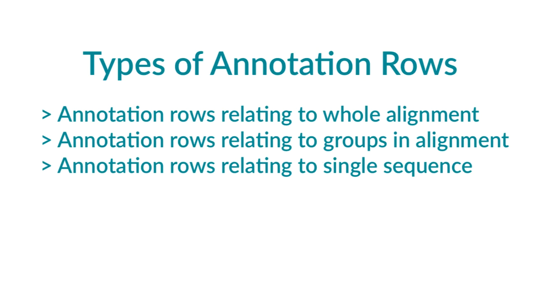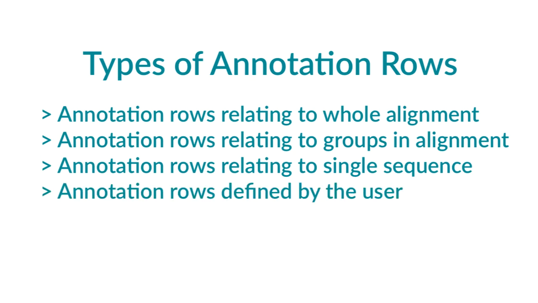Type 3 are sequence-associated annotation rows. These are linked to a specific sequence within the alignment. The fourth type of annotation rows are user-defined annotations. These are manually created annotations.